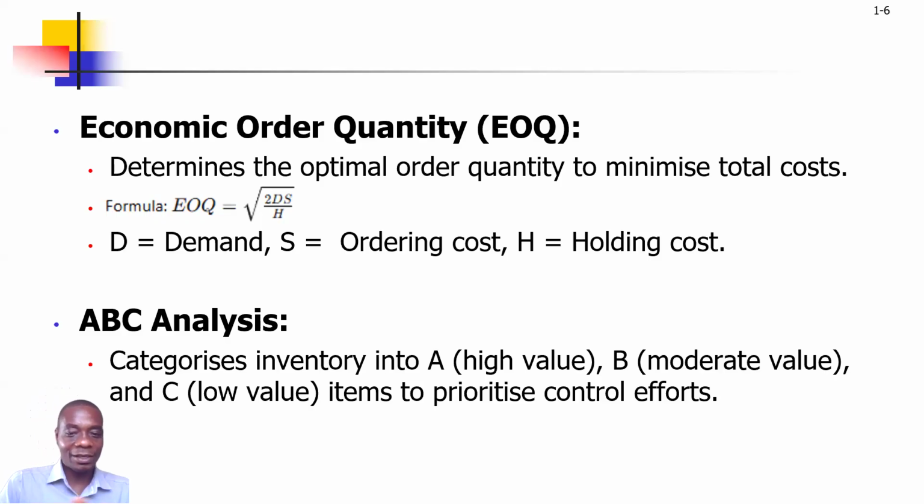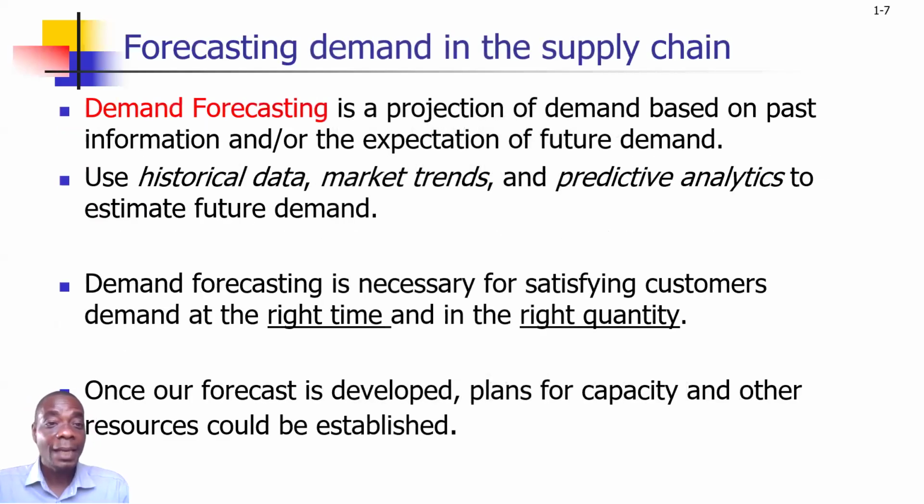And there's another approach you can use, what we call the ABC analysis. This, if you started in lecture 1, A is for high value items, B for moderate value, and C for low value. So you may need to prioritize high value items over the moderate or low ones. So look at how it works.